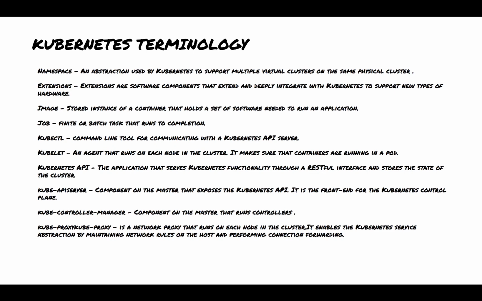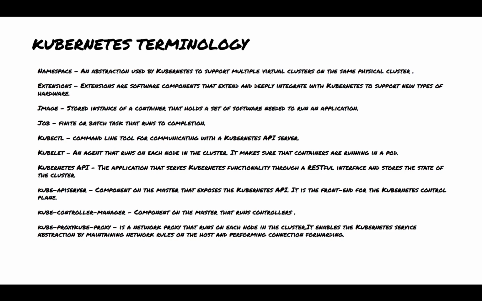And then comes extensions. These are software components that extend and deeply integrate with Kubernetes to support new types of hardware. All right, for example, there is a new hardware which is not supported by Kubernetes. You can use extensions which can allow you to integrate it with Kubernetes. Image, this is a stored image of a container. Job is a finite batch task. As I said, Kubernetes has the capability to run tasks as batch jobs. So that's the job.